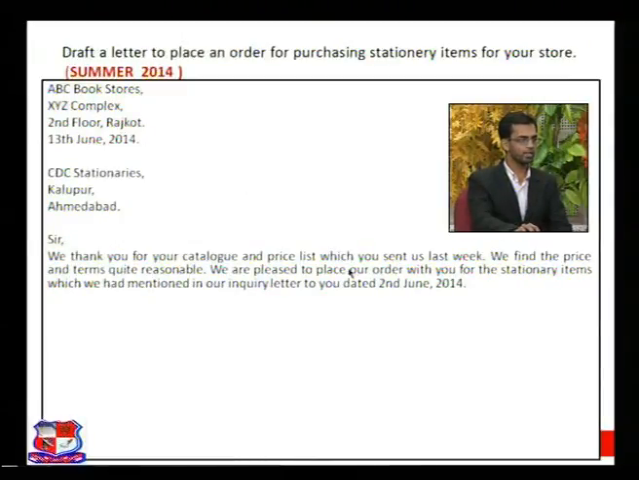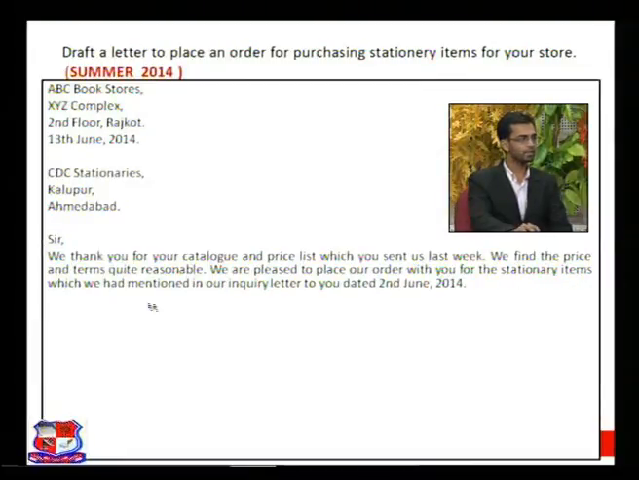So, the catalog and price list which you sent us last week. Here I have written last week. You can mention a date, but be careful. If you mention the date, you are supposed to keep in mind on which day you are writing the letter. You are writing the letter on 30th June and here you are talking about the past. So if you want to mention the date, mention any date before 30th, not after 30th. 14th, 15th you cannot mention, because that was the day you got the price list and other things, the catalog.